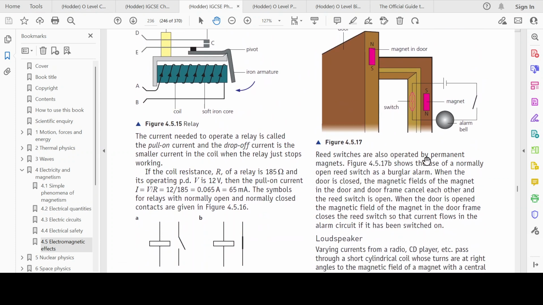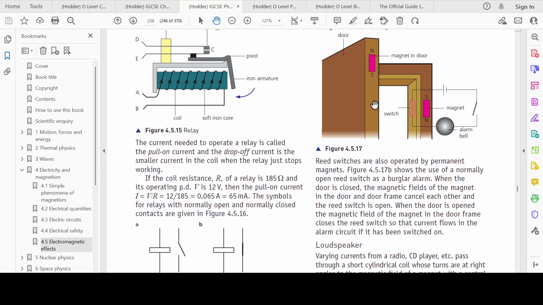Reed switches are also operated by permanent magnets. This figure shows that. So there's a permanent magnet over here and a permanent magnet over here. It shows the use of a normally open reed switch as a burglar alarm. When the door is closed, the magnetic fields of the magnet in the door and the door frame cancel each other out. You can see the orientation. On the door, it's north pole upwards. On the frame, it's south pole upwards. So they'll attract each other, and when they're closed, they'll cancel each other out. And the reed switch is open.